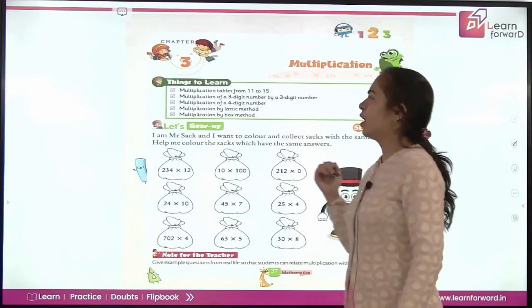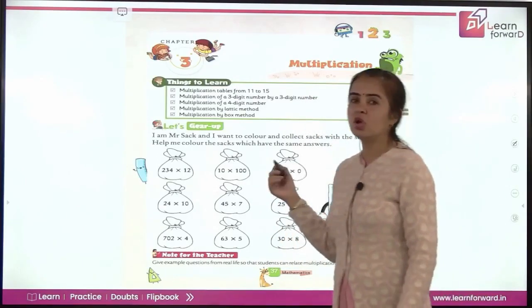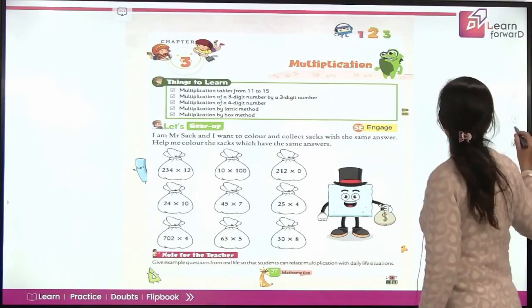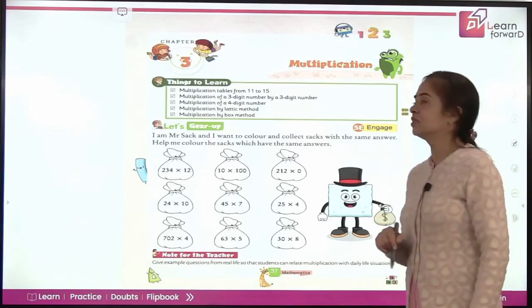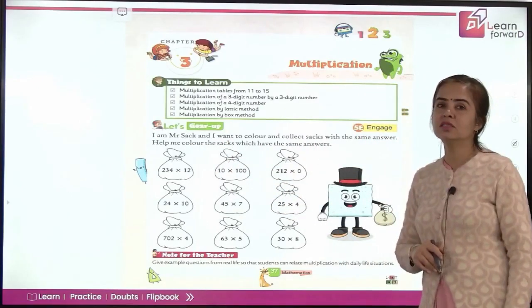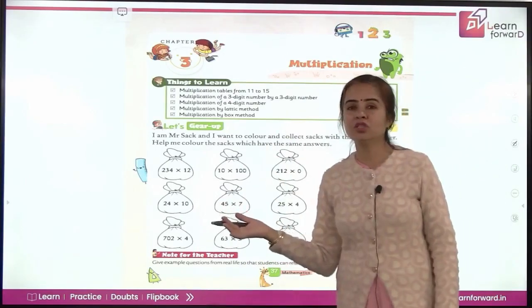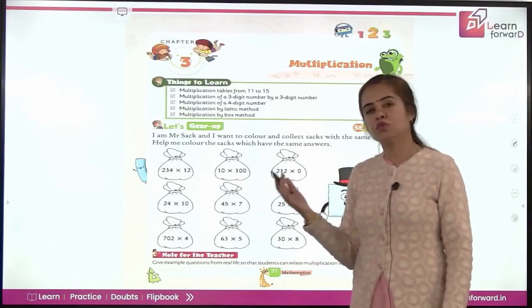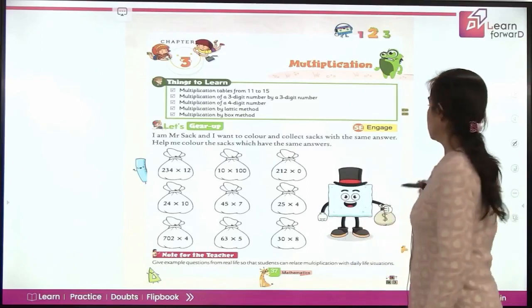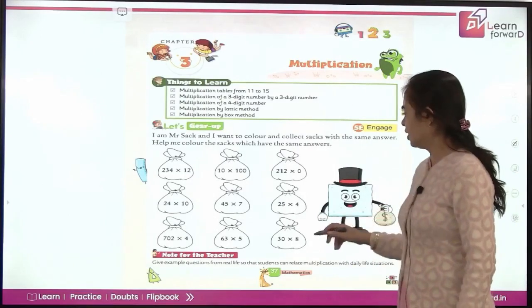Okay, here you have a gear up exercise for you. So let's gear up. Let's recall from your past learning. I'm Mr. Sack and I want to color and collect sacks with the same answer. Help me color the sacks which have the same answers. So here, what do you see in the sacks? Some multiplication sums are there for you. So what will you be doing? You will be just multiplying them, getting your answers. So let's do something here.